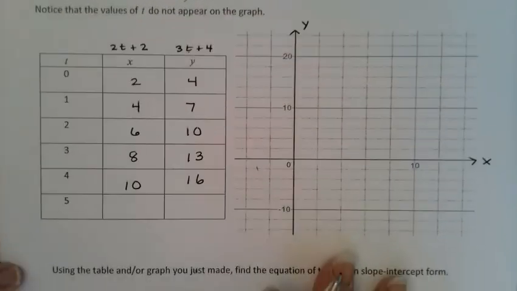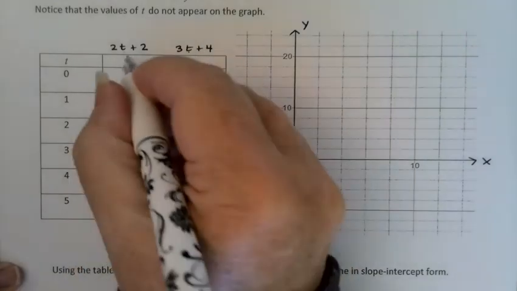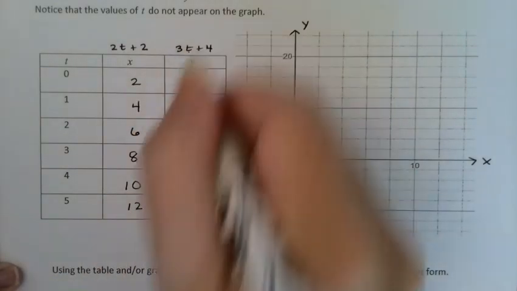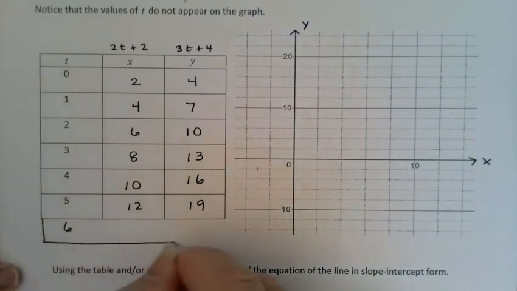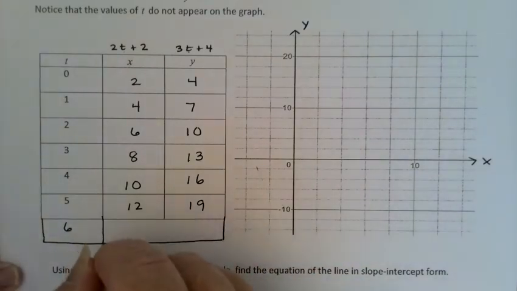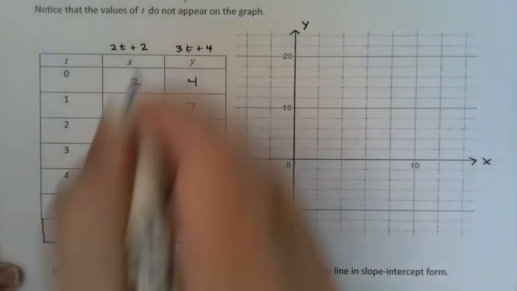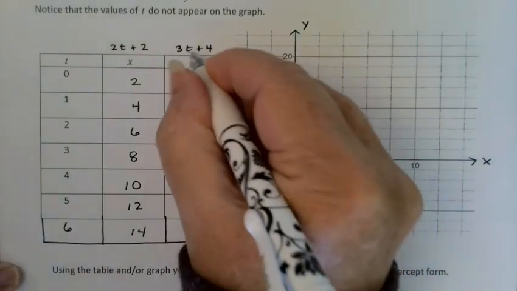And let's see, I'm actually going to do 2 more here. 5 would give me a 12 and a 19. And I'm going to add 1 more. 6 gives 14, and 22.